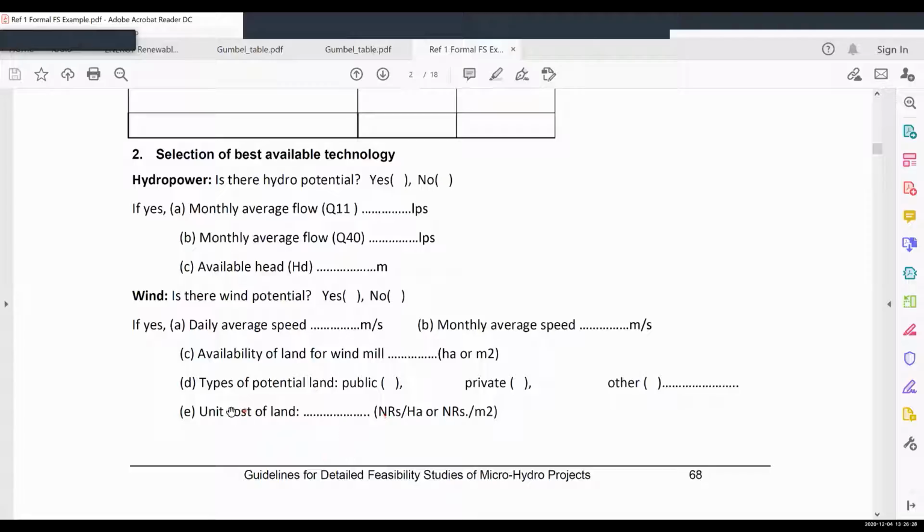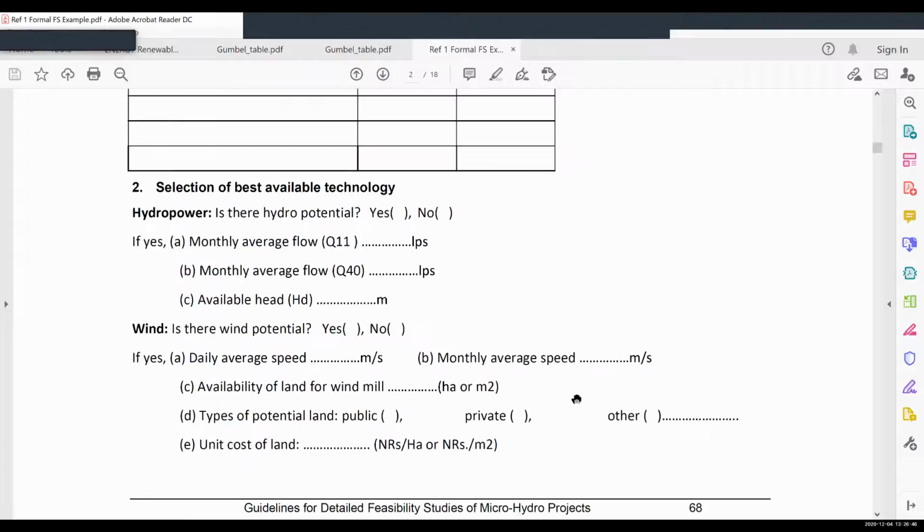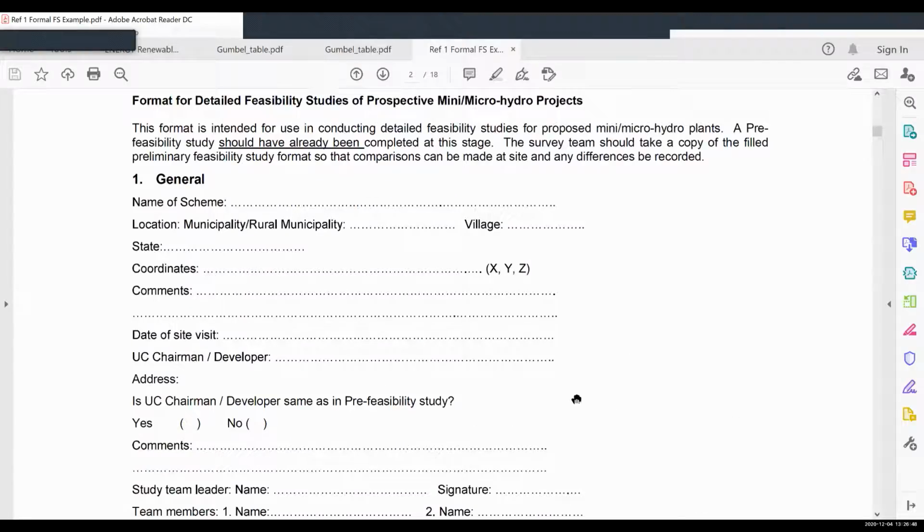Then you also look at whether there is a wind energy potential there. And what would be the unit cost and other things? Because for wind, you may need a farm. You may need to buy land, whether public, private, or other types. So this is also considered in the study.